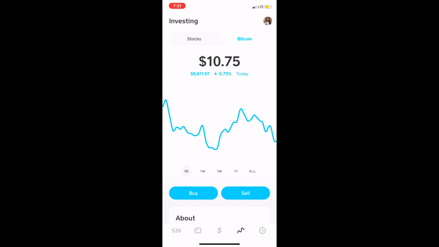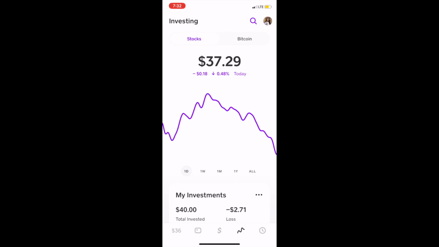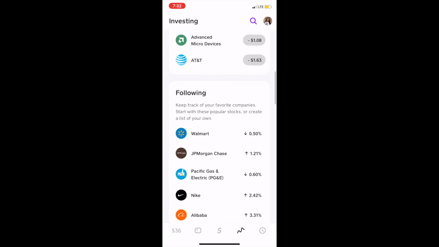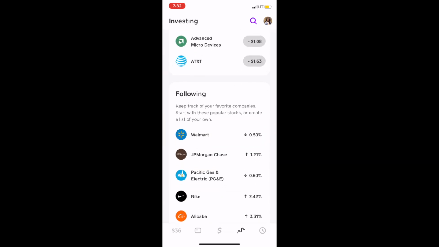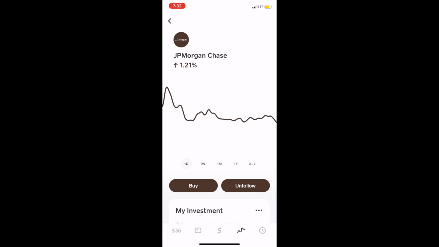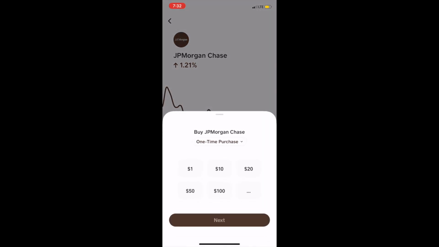So, yeah. If you want to view their all-time history, they come from like $13 a coin to $9,000 a coin. Wow. Yeah. On stocks, let's say if I wanted to purchase JP Morgan Chase. So let's say I want to buy $1 worth of JP Morgan. So I click next.